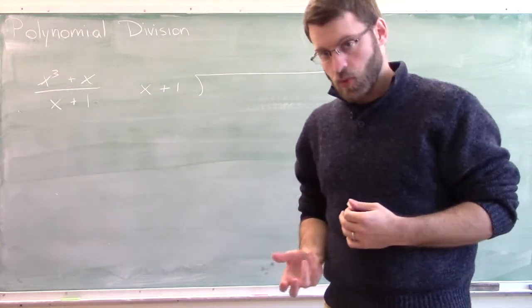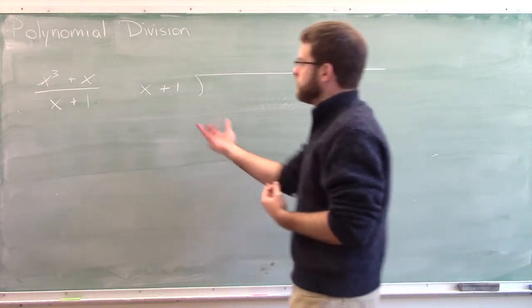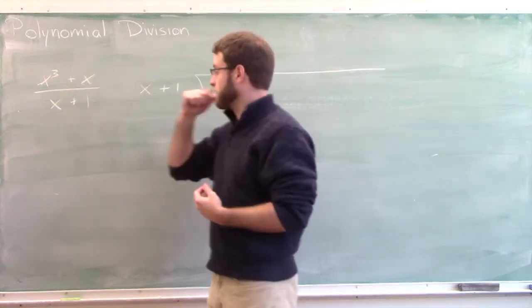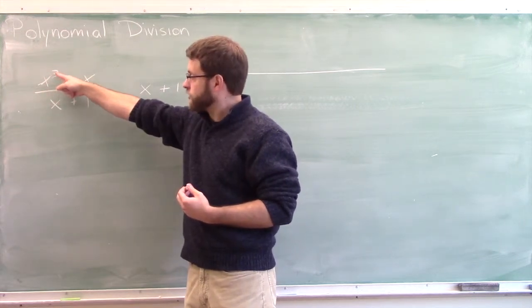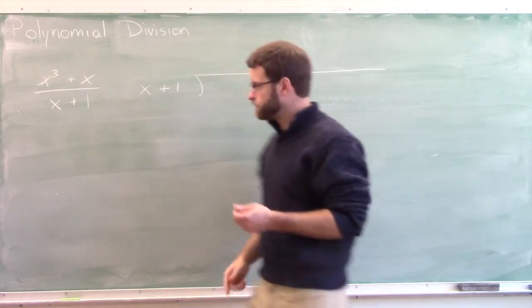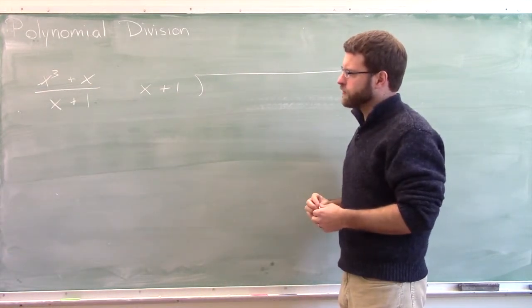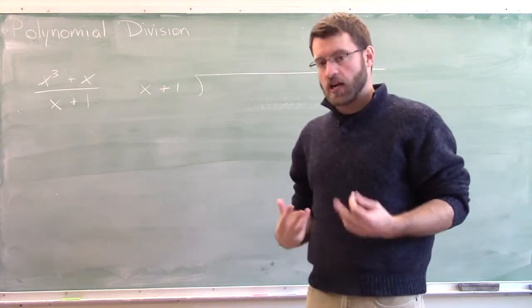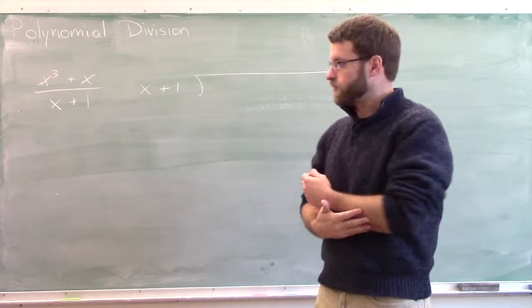One thing that's really important with polynomial division is to include any terms that might be missing. So I have a cubic polynomial, this x is raised to the third power, and I have an x term here, but I don't have an x squared term. When I write down and set up the problem for polynomial division, I want to include an x squared term in case one comes out during the process of division.